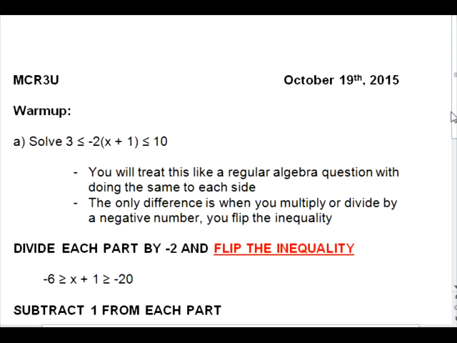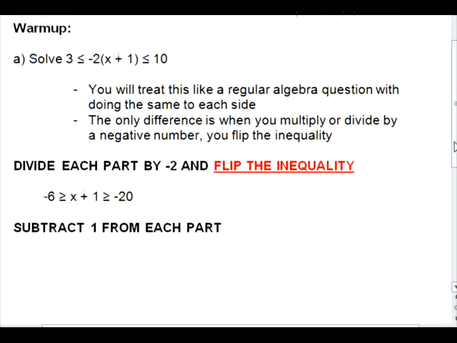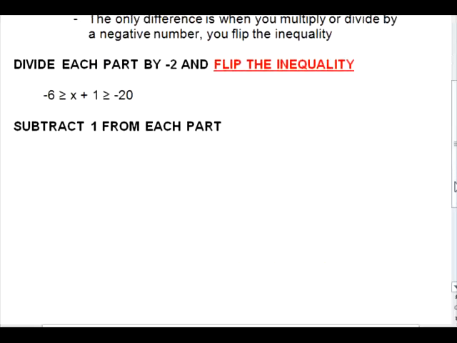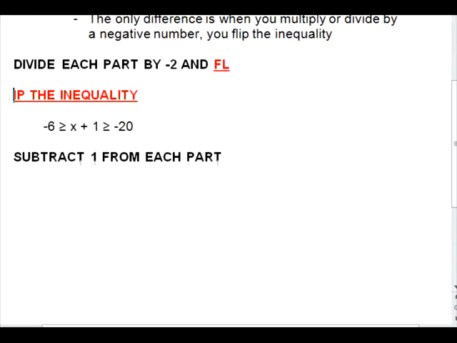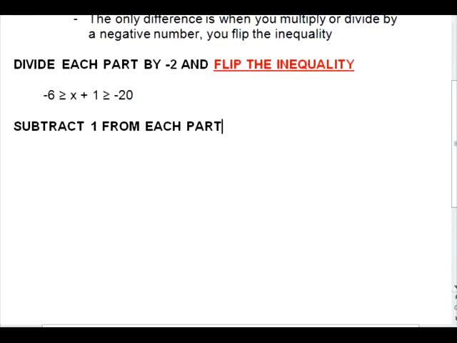Okay, and I'll scroll down here a little bit, if I could give you a chance to see. And that's going to be negative 7 is less than x is less than negative 21. So that's what my answer is going to be. Alright. Now the negative, sorry, is greater than x is greater than negative 21.